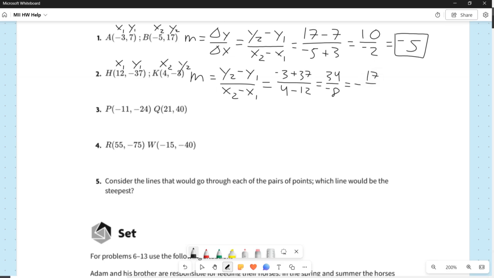And 8 divided by 2 is 4. So you end up getting negative 17 fourths. Now, if you're a little shaky on simplifying fractions, and if you are in a context where you have access to a graphing calculator, you might not always have this, but if you do, the graphing calculator can reduce fractions for you.